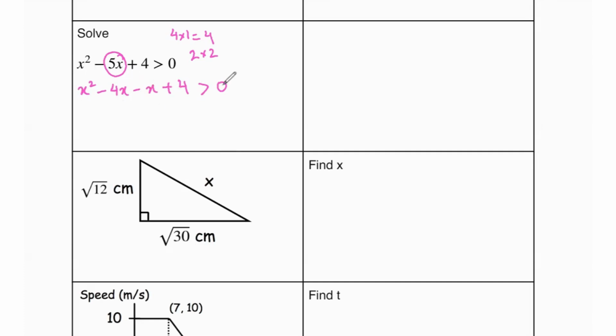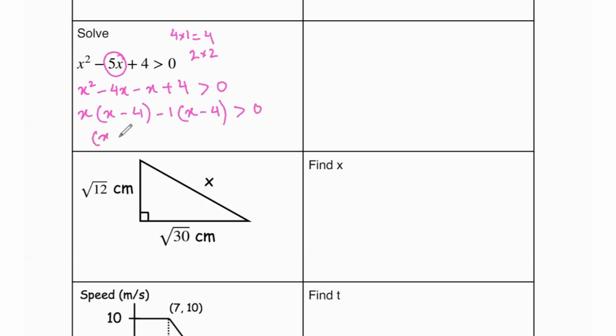So since we have 4 terms now, we're going to divide the expression into 2 groups. The first group is going to be x squared minus 4x, and the second group is going to be negative x plus 4. If we look at the first group, between x squared and negative 4x, we have x common. So that's going to be x times x minus 4 in the bracket. And in the second group, we have negative 1 common. So that's going to be x minus 4 again, greater than 0.